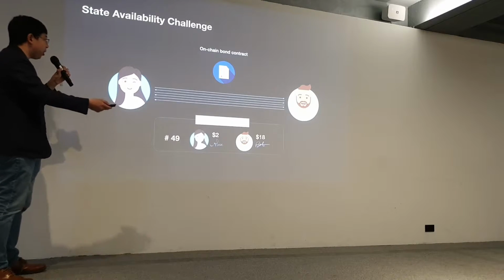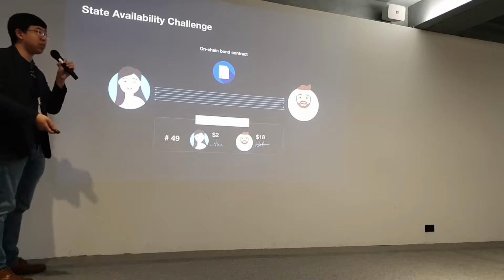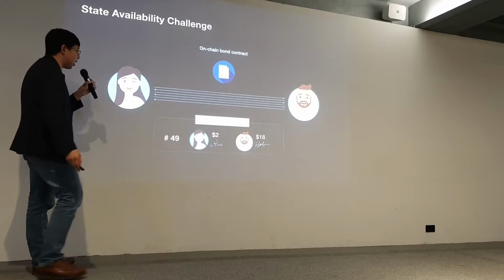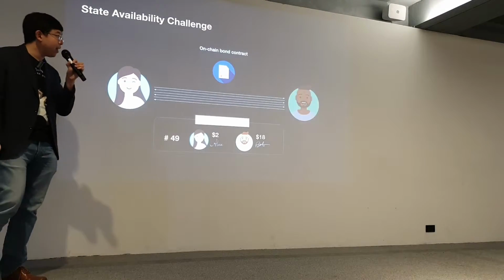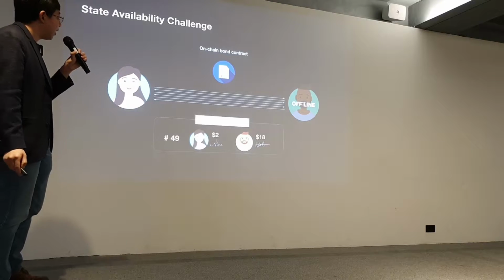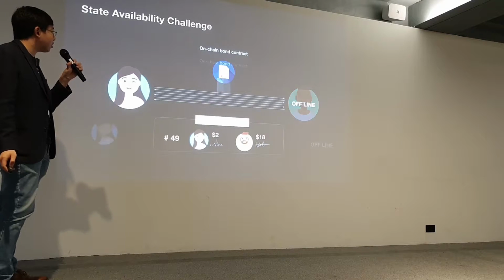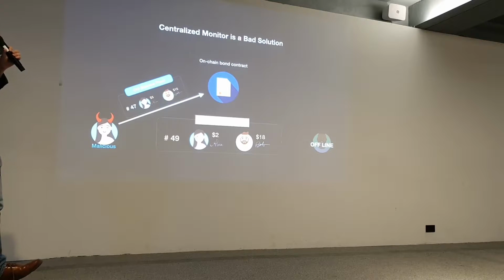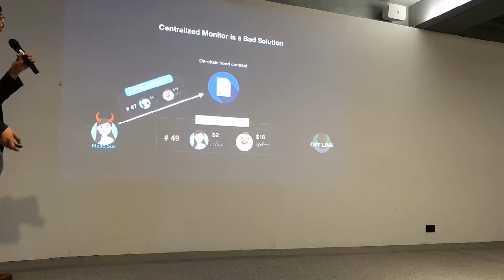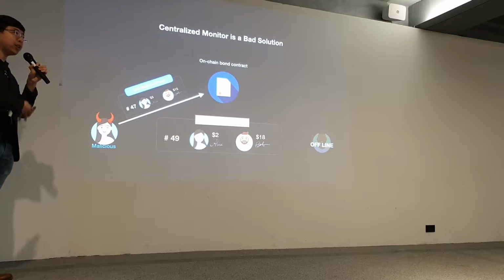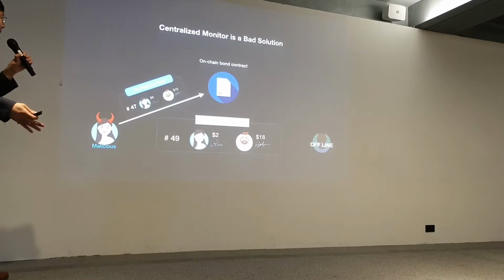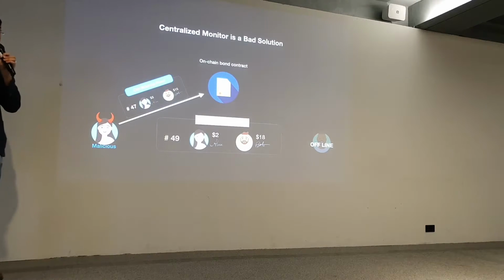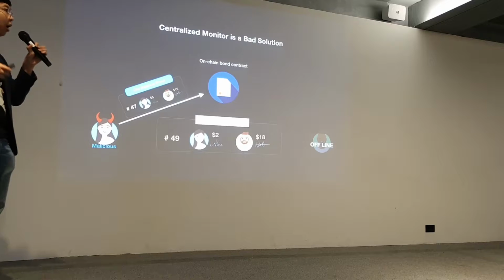Let's say Alice and Bob are doing some state exchange. This is an extremely simple one-hop payment channel. Now you have the current state as number 49, and then Bob goes offline. Alice here can turn malicious and submit an older state proof to the on-chain bond contract. Then after the challenge period, Alice is going to get more dollars than she should have. So how do we solve this?